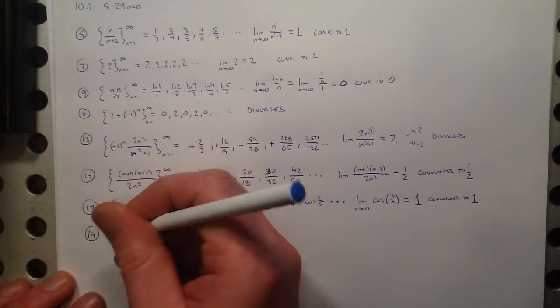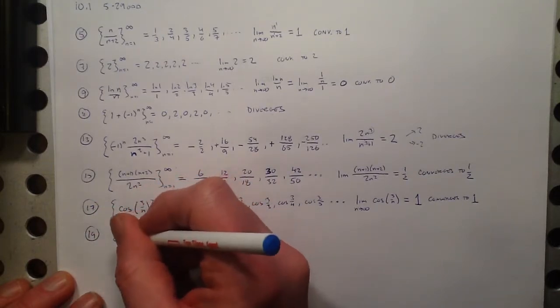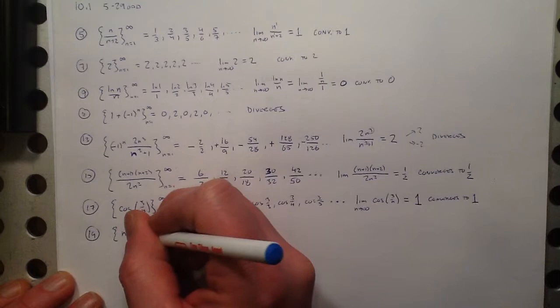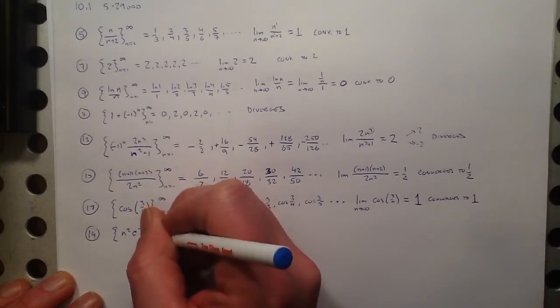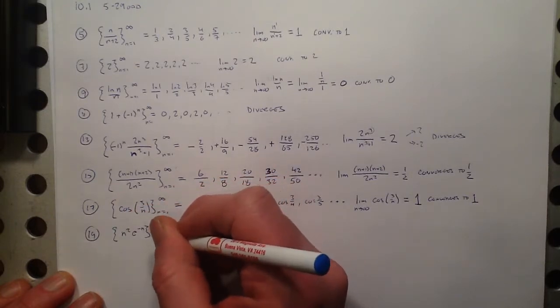Number 19, we have n squared times e to the negative n, which is the same as e to the n on the bottom. And I think I'm going to write them like that.